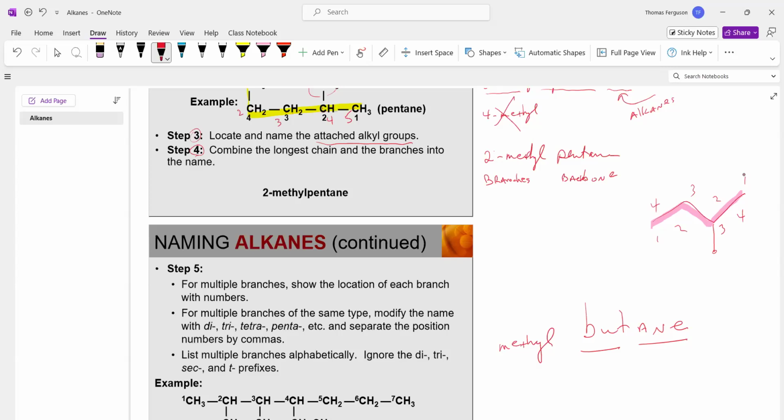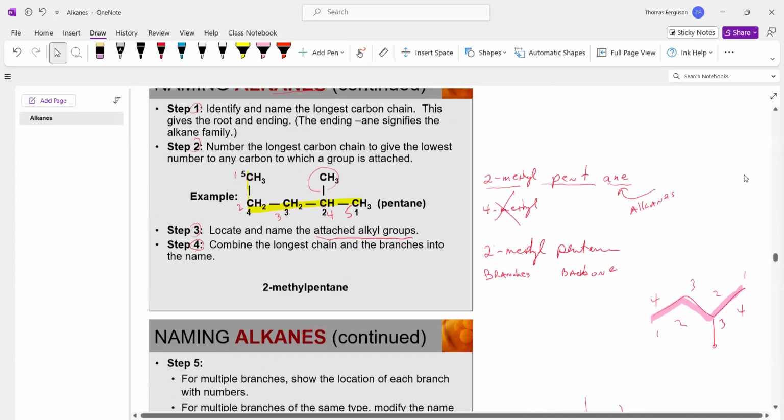Two. 2 is smaller than 3. 2-methylbutane. Professor, I have a question. Sure. How do you know it was methyl? How do you know it's methyl?